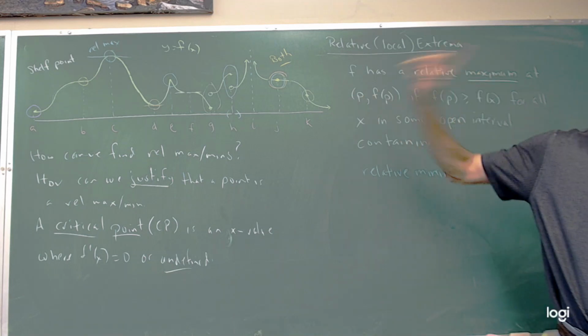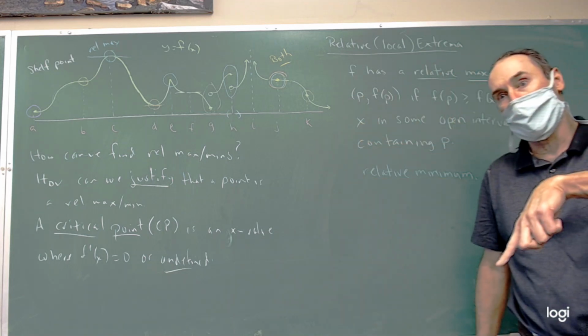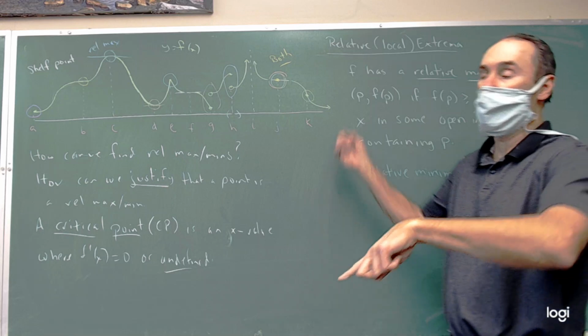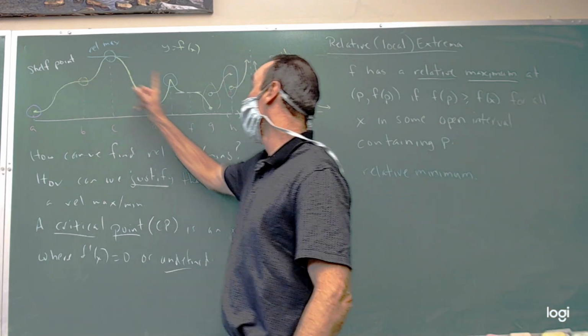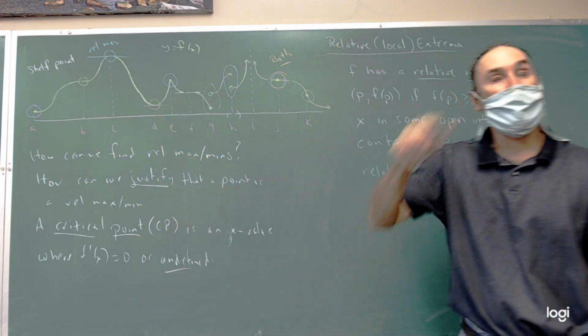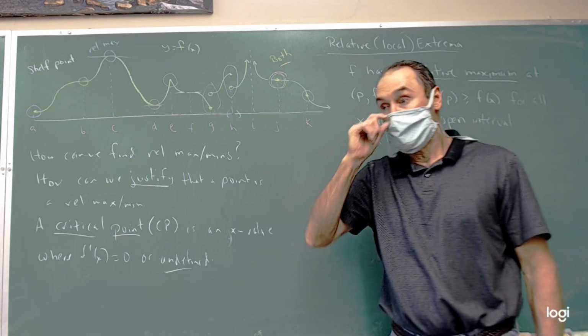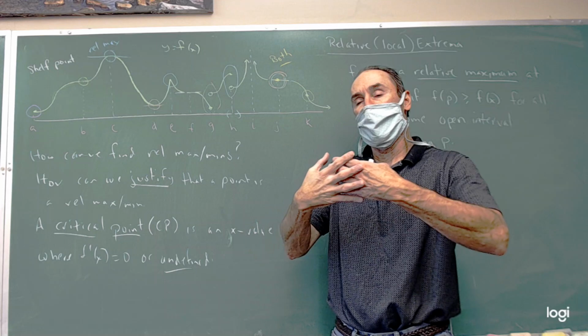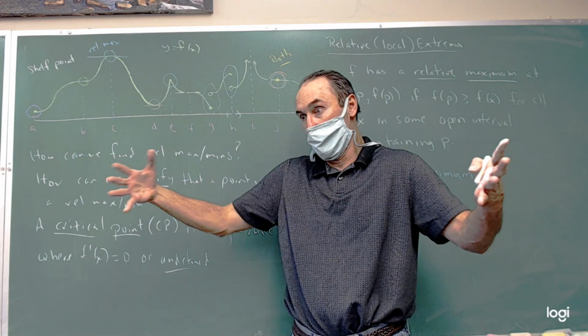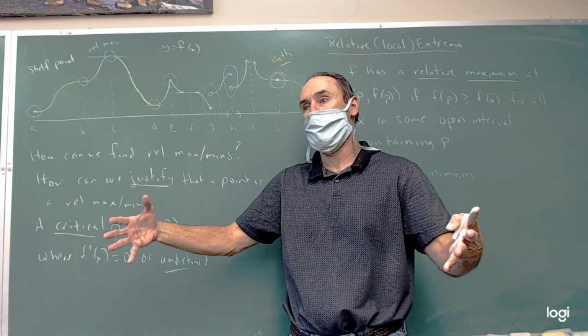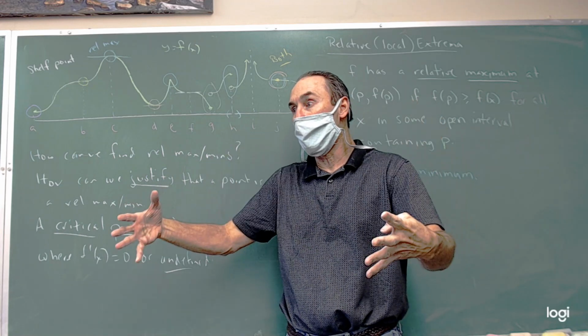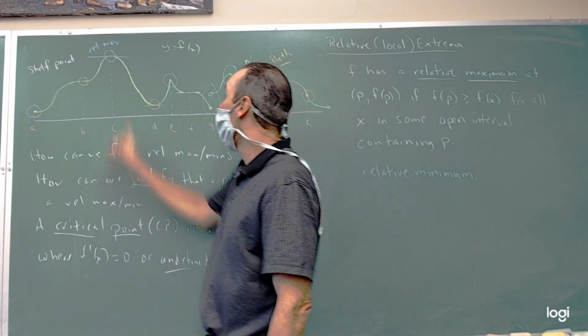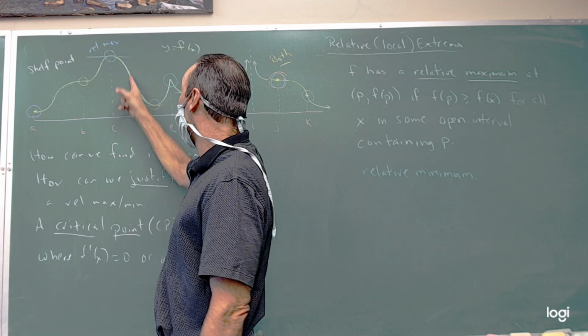All of our relative mins and maxes occurred at a critical point. But not all of our critical points were relative mins or relative maxes. So finding where the derivative is 0 or undefined, finding the critical points, will give us a way of finding potential relative mins and maxes. And then we're going to have to go further, and how are we going to tell what makes this be a relative max?